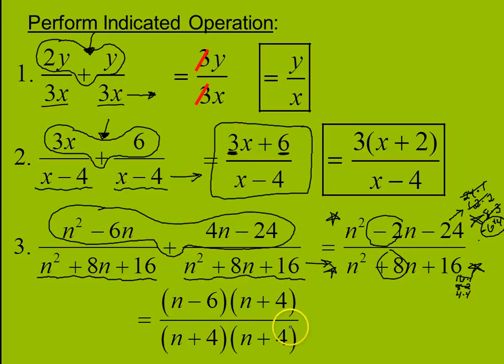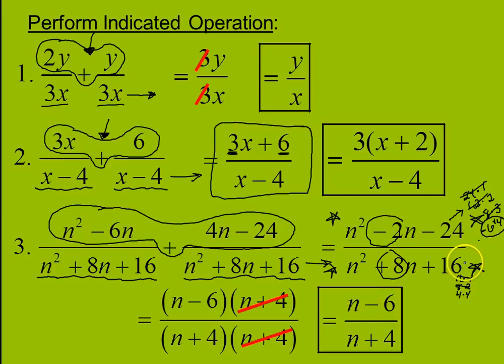Can I simplify this? Do I have something on the top and something on the bottom that can cancel? N plus 4 over n plus 4. So my answer is n minus 6 over n plus 4. And again, from yesterday, can I cancel these n's? No, because the n goes with the 6 and the n goes with the 4. Those are factors. They are paired together, so you can't start canceling one part of it. Okay, so make sure you take a key note for that from yesterday.